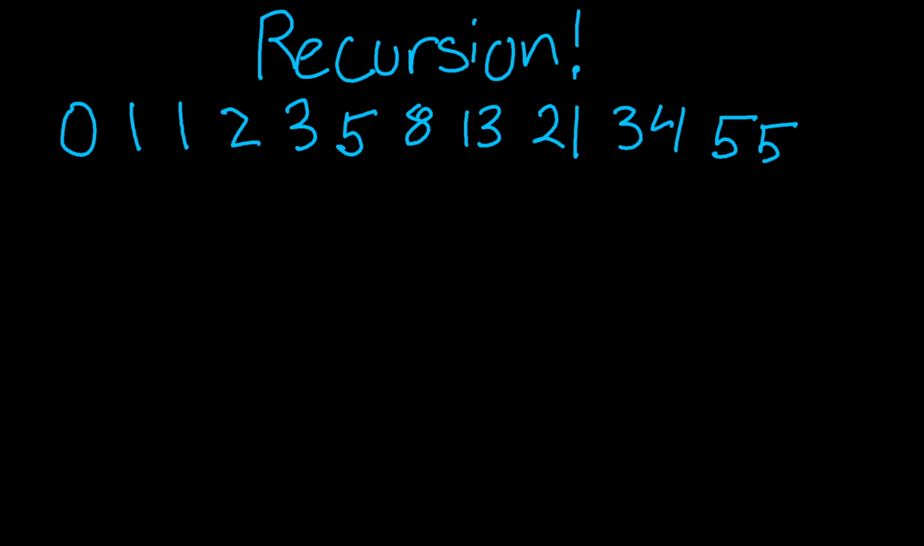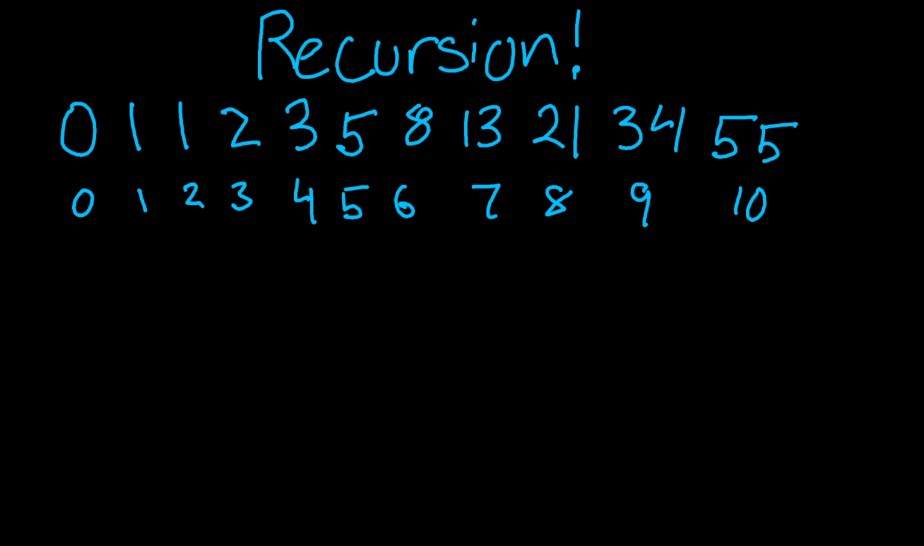So we can think, okay, what we're going to do is you take a value. So we have, let's say, the 0th number, the first number, second number, third number, fourth, fifth, sixth, seventh, eighth, ninth, and 10th. So you compute each number by adding the previous two.